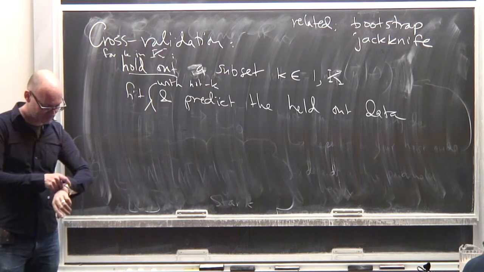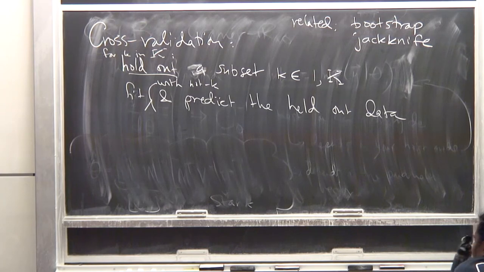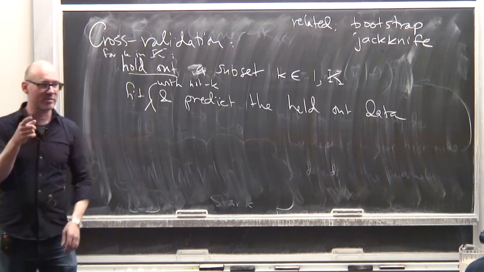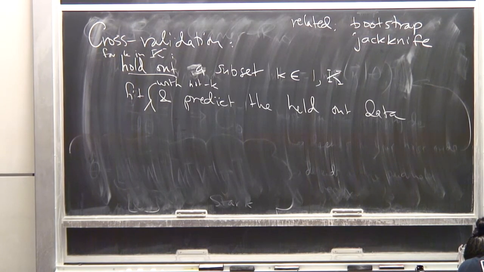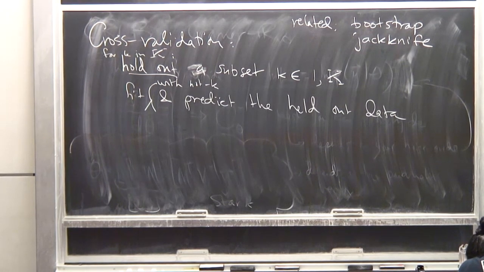Yes? Which of these categories, if any, covers things like the Akaike information criterion? Good. I didn't mention that. So the question is about information criteria. There's also several information criteria called AIC, BIC, and so on. Most of these information criteria are like chi-squared minus the number of degrees of freedom, or chi-squared minus something times the number of degrees of freedom.